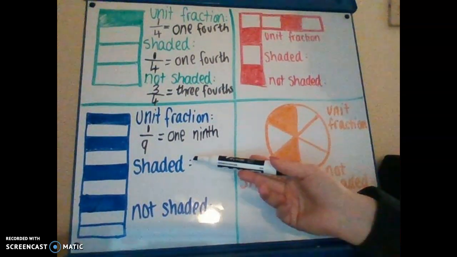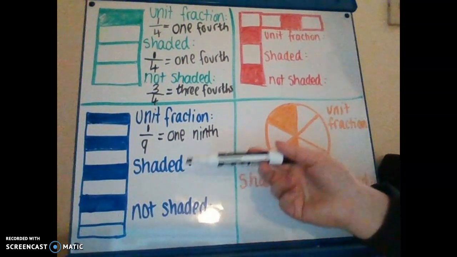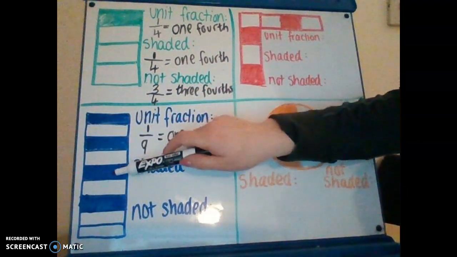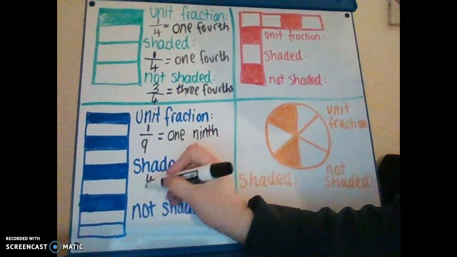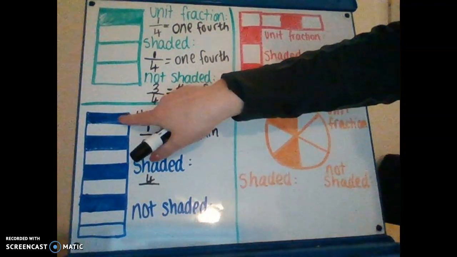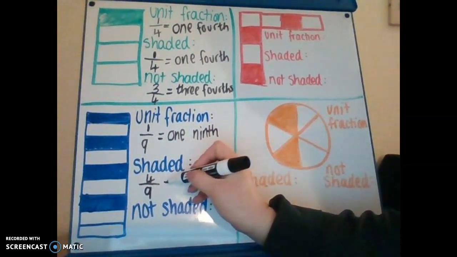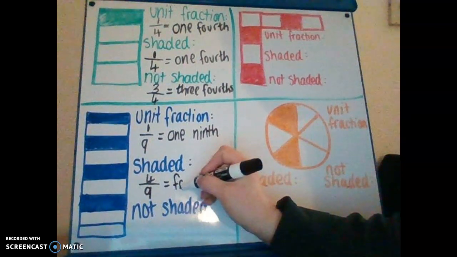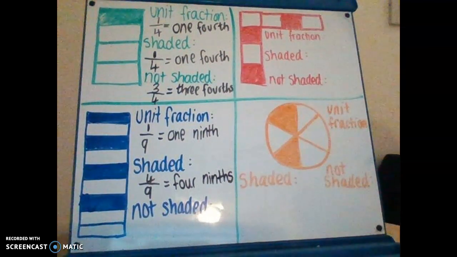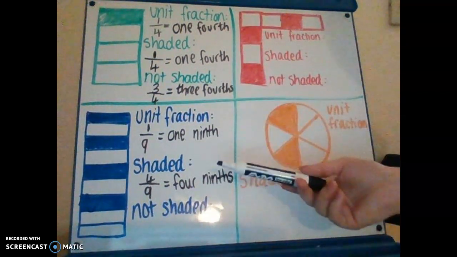Shaded parts down here, we're only counting the shaded parts. Our numerator is the total number of equal parts being counted for, so the total number of equal shaded parts. There's 1, 2, 3, 4. 4 parts are shaded, and the denominator is the number of equal parts in the whole: 1, 2, 3, 4, 5, 6, 7, 8, 9. 9 equal parts in the whole. So 4/9 are shaded.